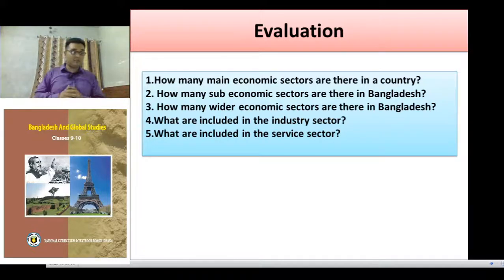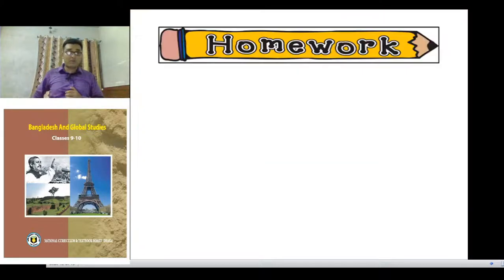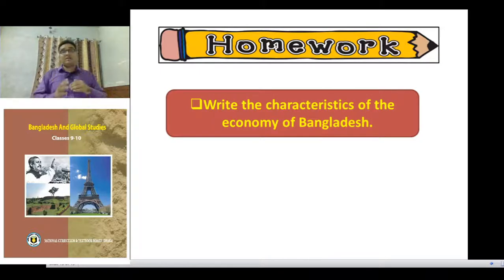Now I'm going to give you homework. You have to write down the characteristics of the economy of Bangladesh. Then you have to submit the answer to this question to your respective subject teacher after the opening of your school.